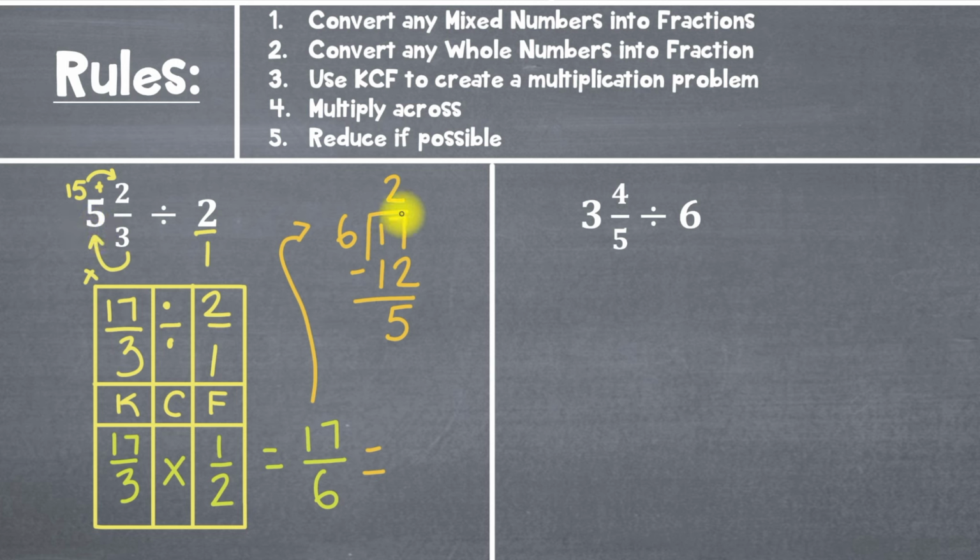When we did all this work, the top number here, that's how many whole times 6 can go into 17. So that's our whole number. That means it's going to be written a little bit bigger and be in the front.